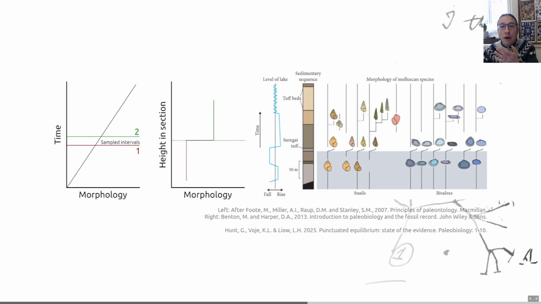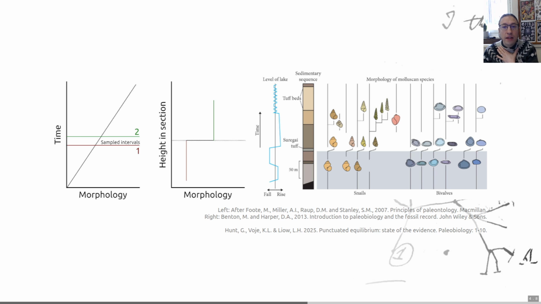So Eldredge and Gould were aware of this, and they pointed out that to test punctuated equilibrium, you would need A, abundant fossil specimens to be able to see gradual change. B, you would need fossils with living representatives so that species could be identified clearly. You would need C, information on geographic variation so that rapid speciation events, punctuations, could be distinguished from migrations in or out of an area.